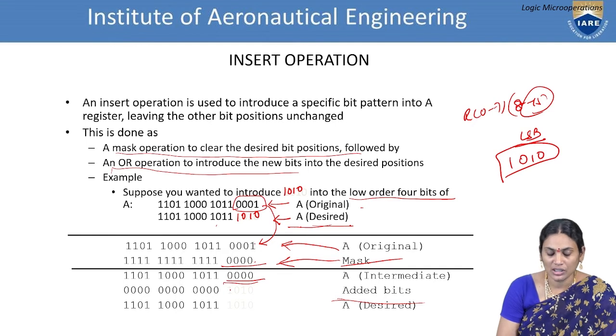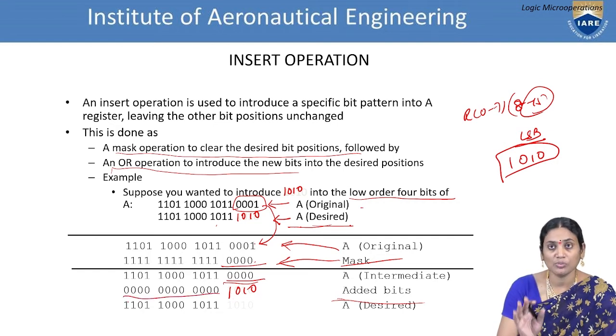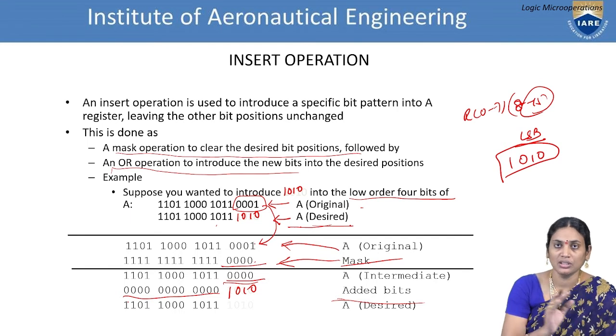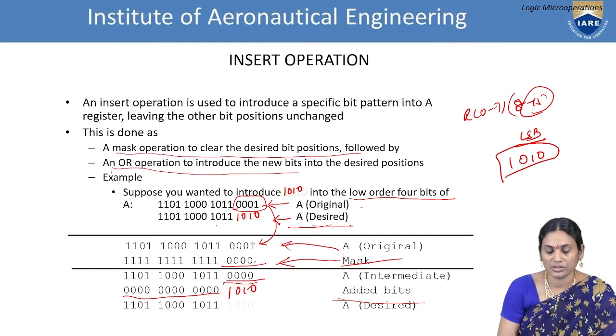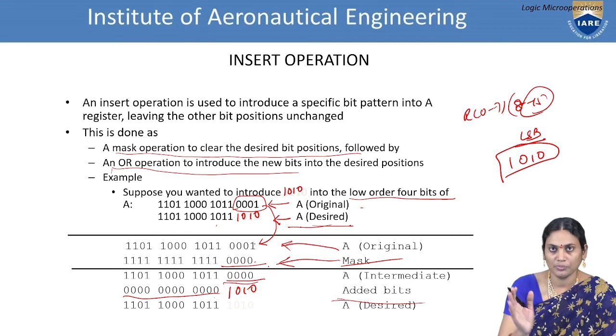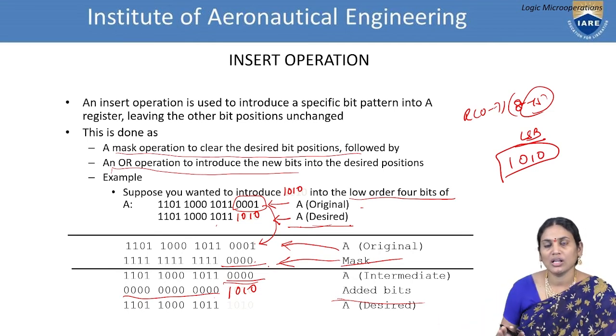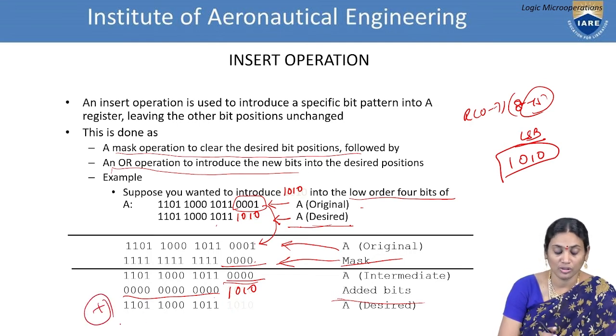Next, I want to insert a new value, that is 1, 0, 1, 0, and the rest are all zeros because I am not going to affect the previous bits. I want to affect only the last order bits. So I will use 0, 0, 0, 0 for the previous bits, and only the last 4 bits will be appended with 1, 0, 1, 0. In order to append this, I need to perform the OR operation.